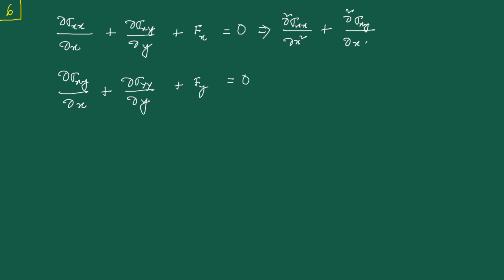this is del x del y plus, or we can write this on the right hand side, minus del fx del x. Okay, so let's call this equation number 7.